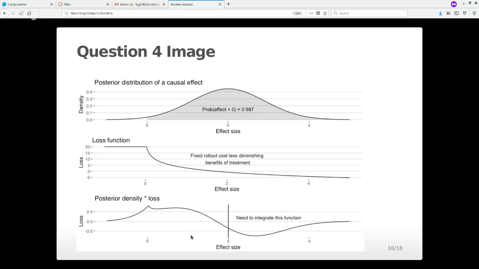Do you mean like 1,000 draws? Yeah, or 10,000, or whatever. 0.987 positive. Right. So what proportion of the posterior draws are positive? So we could get at that either way.